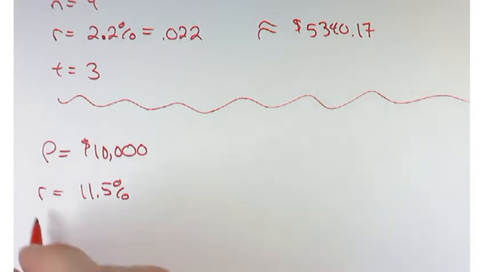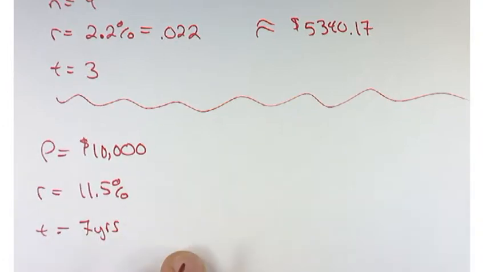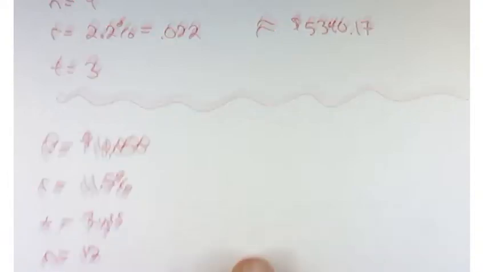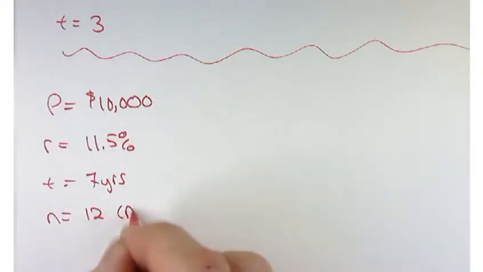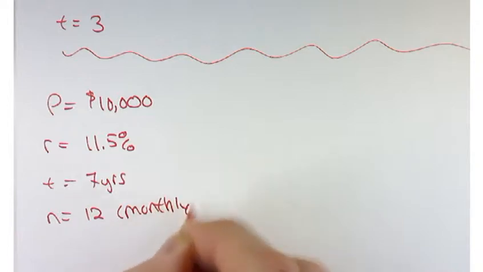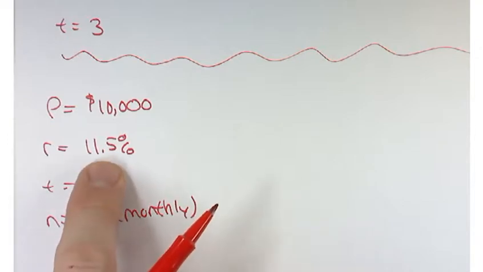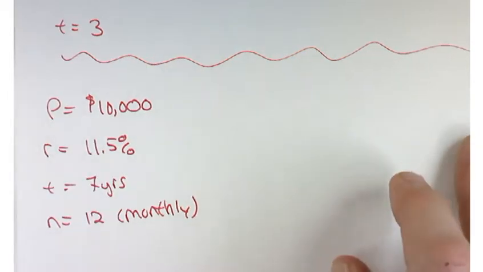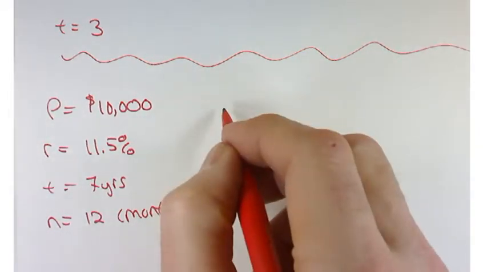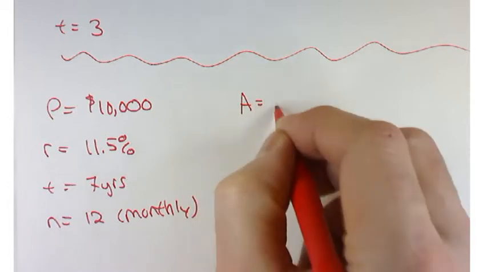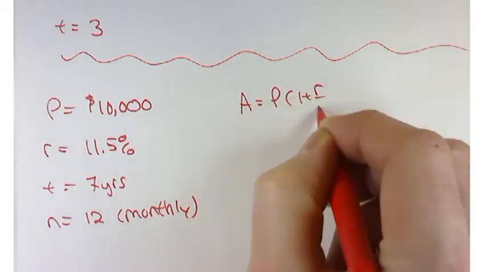And let's look at investing that for T equals 7 years. And we're going to compound interest 12 times a year. So that means monthly. So every month you're going to get 1/12 of that in interest, so a little bit less than 1%. The question is how much money you're going to get when you're all said and done. Well, we're going to plug that back into this formula right here.